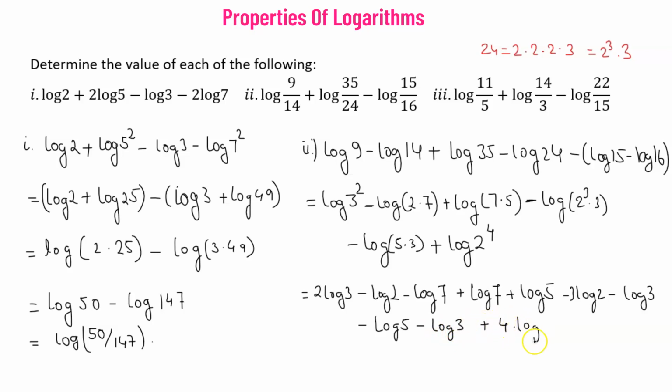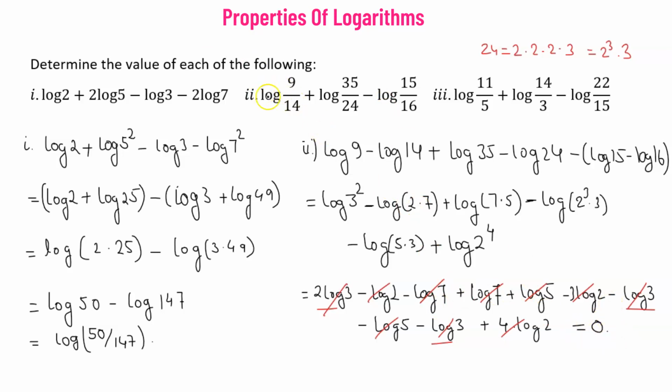times log of 2. Now, we'll see that we have 2 times log of 3, and there is a negative 3 times log of 2, and right. So this is 2 times log of 3 minus log of 3. So these will cancel out. Then we have negative log of 2, negative 3 log of 2, and positive 4 log of 2. So this is also going to cancel out. Negative log of 7, positive log of 7, log of 5, and negative log of 5. So all has cancelled out, and this finally leaves us with the value 0.